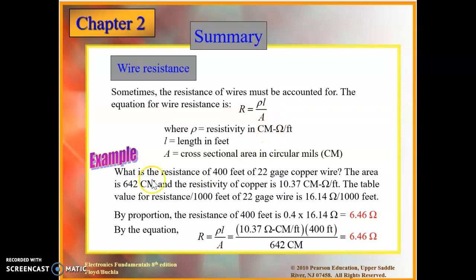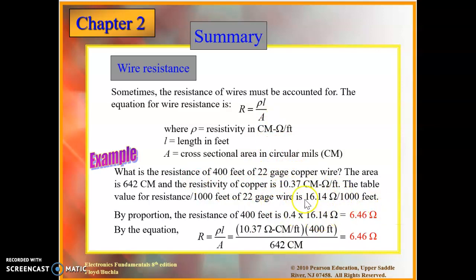In the example, they are asking what is the resistance of 400 feet of 22 gauge copper wire? The area is 642 circular mils, and the resistivity of the copper is this. We have a table to find the resistivity of specific materials. That resistivity gives us the value in 1,000 feet per unit, so that we can use the formula to calculate it.